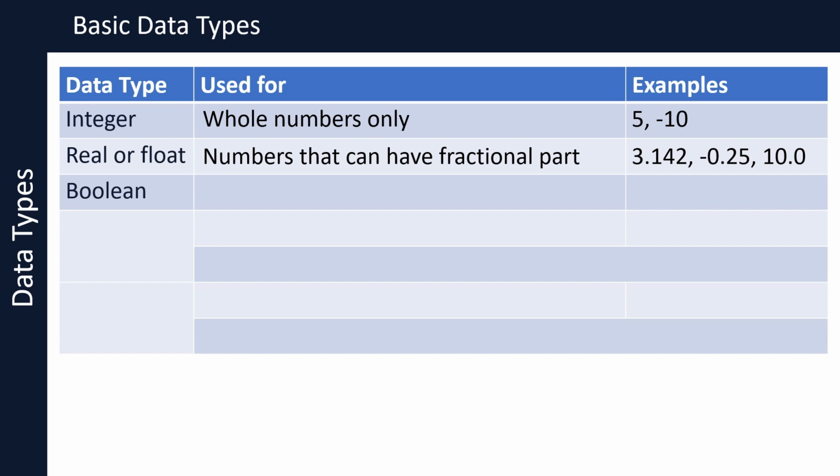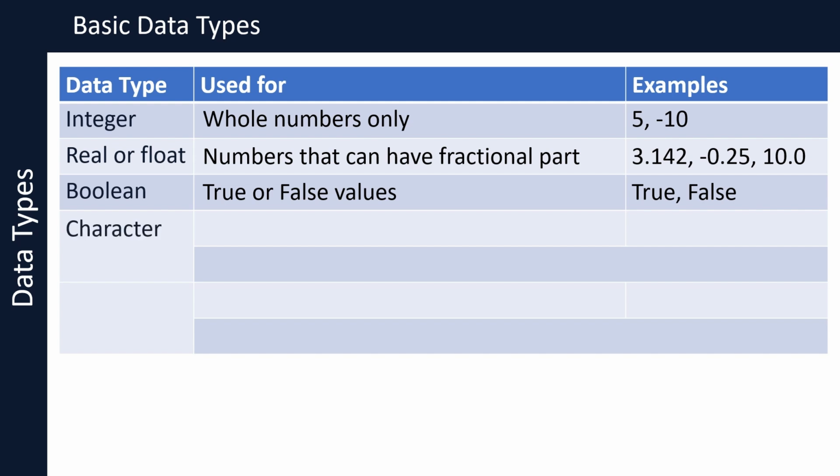The third data type is Boolean. It is used for true or false values. For example, true and false. They are often used to indicate the results of a condition or as flags.